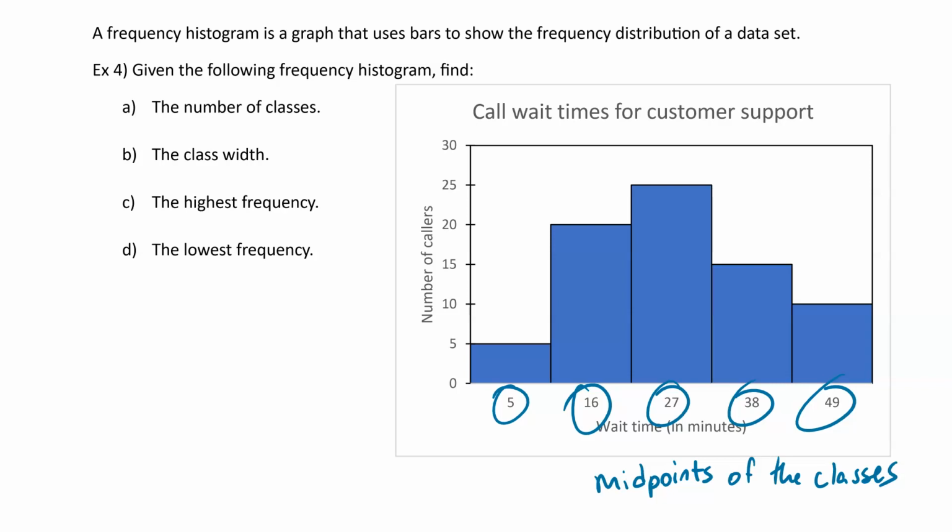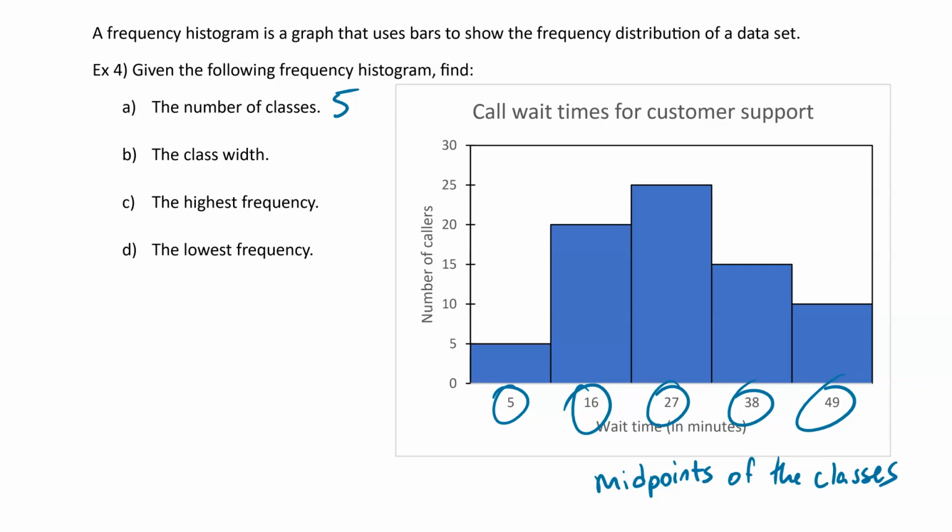So first off, number of classes, that one's really easy. You just count up the number of midpoints or the number of bars that you see. In this case, there's 5. So there are 5 classes.